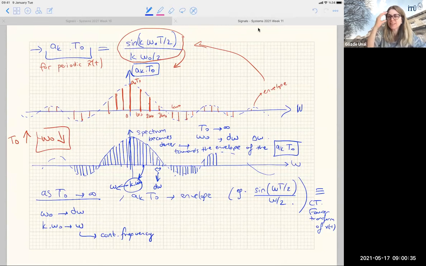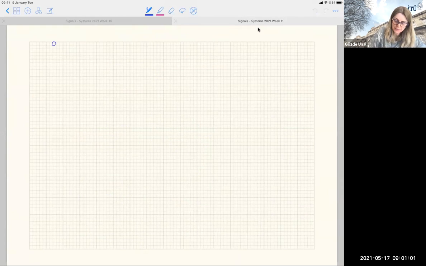Remember, for a periodic signal, we have a spectrum that is non-zero only at discrete frequency positions, k times omega 0. But now I will have a continuous frequency variable omega. And remember, we had this guy, a_k times T0. So this was the integral from minus T0 over 2 to T0 over 2 of x tilde of t, which was the Fourier series coefficient formula.